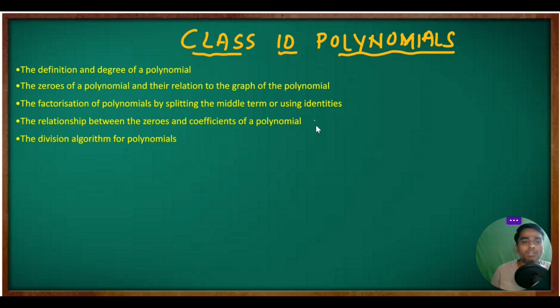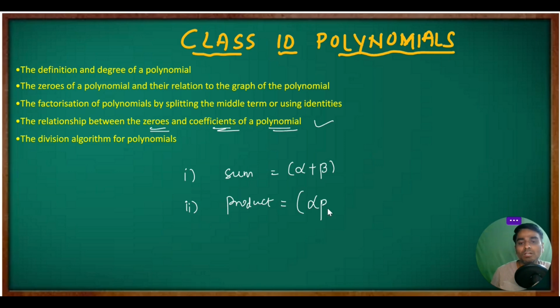This is the relation between the zeros and the coefficients of the polynomial. We have two things: the sum of zeros and the product of zeros. Sum is nothing but adding the two zeros, alpha plus beta. Product is multiplying the two zeros, alpha beta. This sum and product equal minus b by a and c by a respectively.